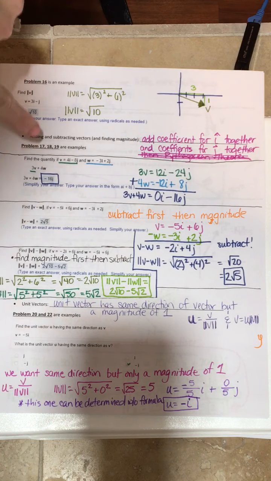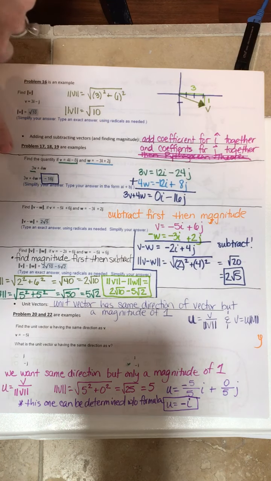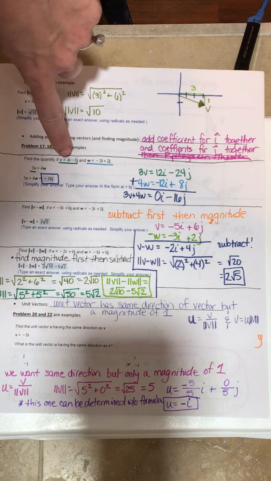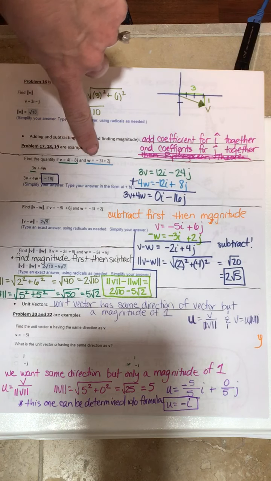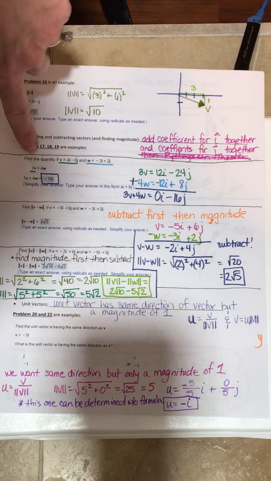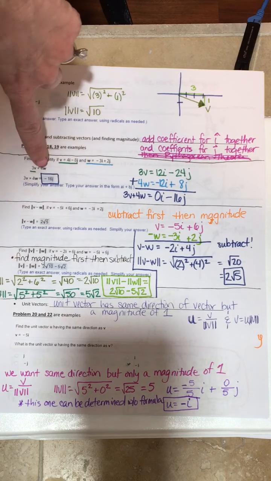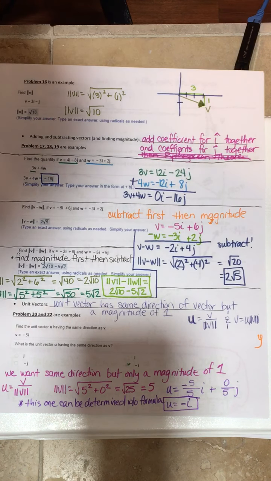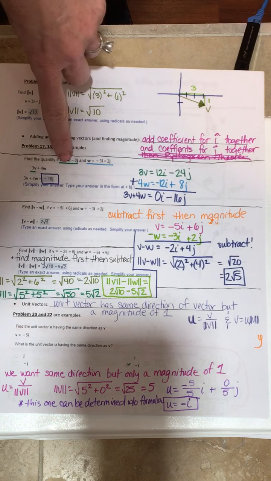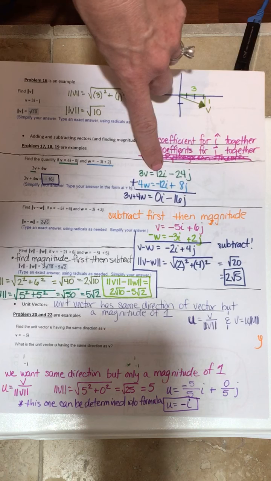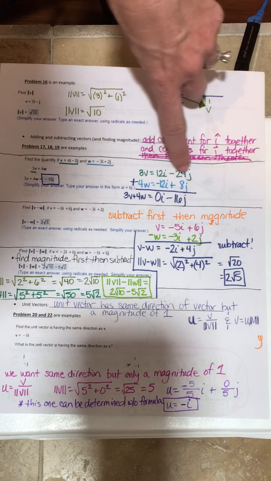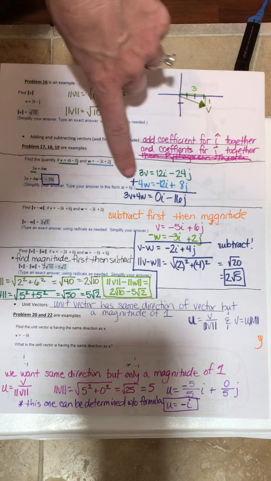So for instance, if v equals 4i minus 8j and w equals negative 3i plus 2j, they want us to find 3v plus 4w. So the first thing I'm going to do is find 3v. Well, 3v just means I multiply my 4 times a 3 and get 12, my 8 times a 3 and get a negative 24.